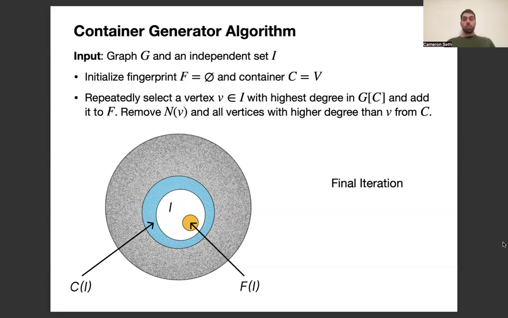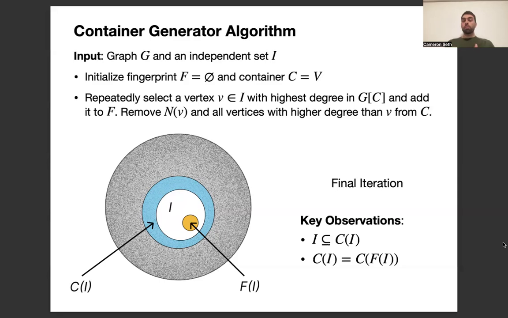There's a few important notes here. First, because of what we were saying before, at no point will a vertex in the independent set be removed from the container, because we're only removing neighbors and higher degree vertices. And so we have that the independent set is a subset of the container. Further, maybe a little more surprising, is that the container of the independent set is exactly equal to the container of the fingerprint. Really what this means is, if I just gave you the fingerprint, you could reconstruct the container. That's the main punchline: you don't actually need the independent set to construct the container.